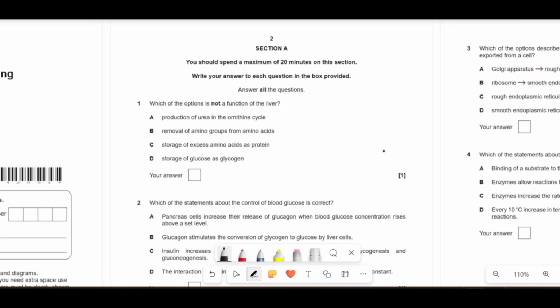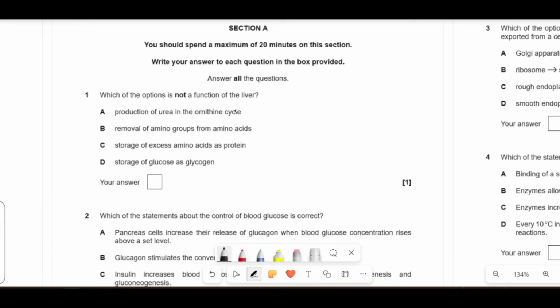Okay, hello everybody, welcome back to the A-Level Cookbook. Today we're going to be doing the OCR A-Level Biology Paper 1, OCR A from 2021. So which of these is not a function of the liver?